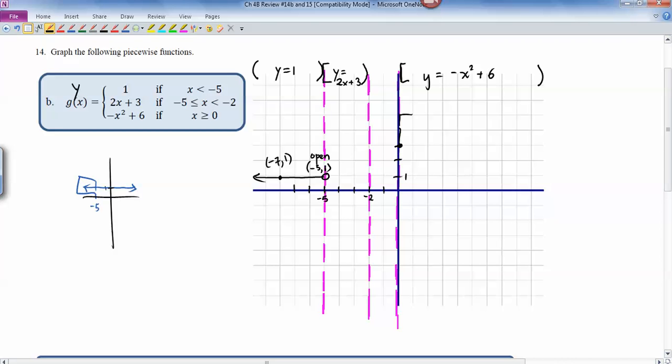And I'll go up 2 and over 1, and up 2 and over 1, and here's my line. But that's in the wrong region. That's not the zone that I want to graph this thing in. I want to graph it in this middle zone right here.